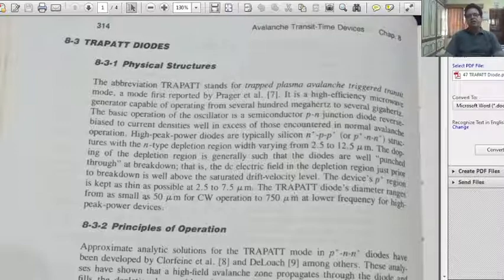A TRAPATT diode's diameter ranges from as small as 50 micrometers for CW operation to 750 micrometers at lower frequency for high peak power devices.